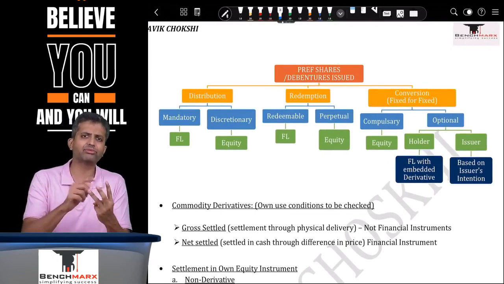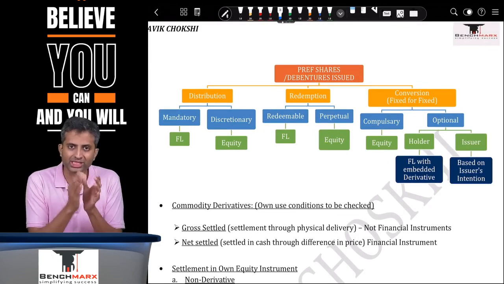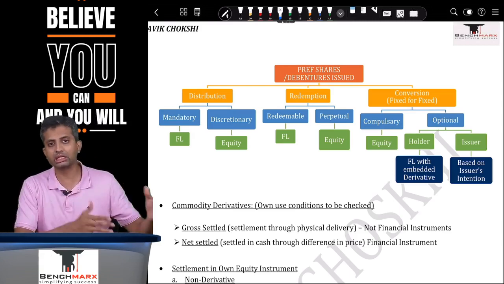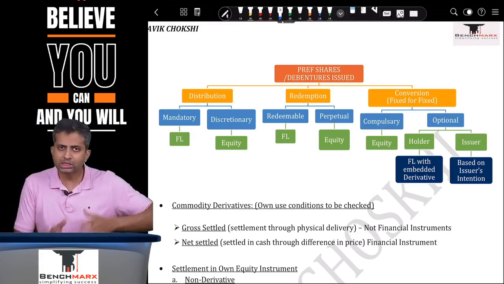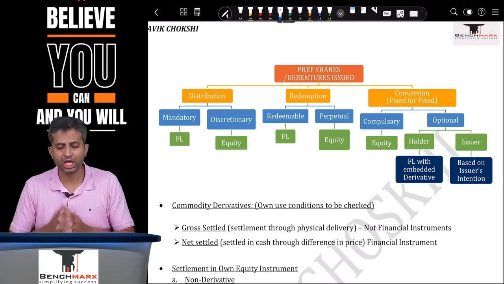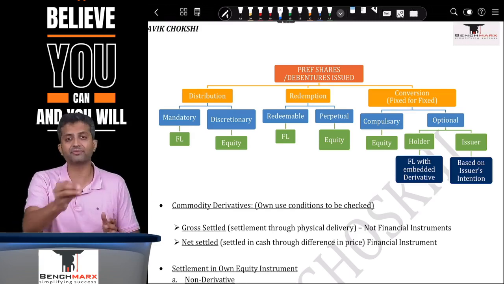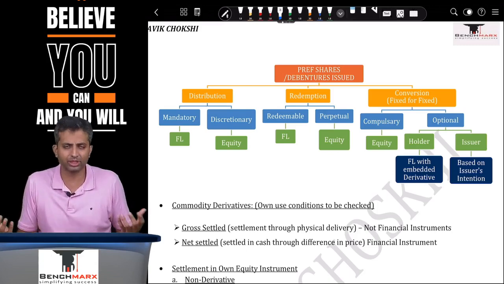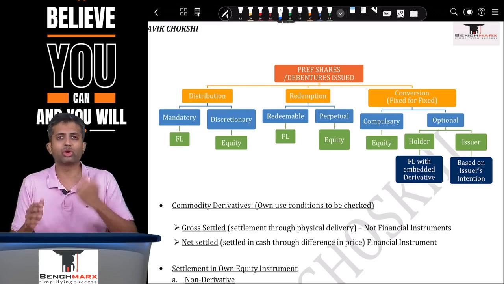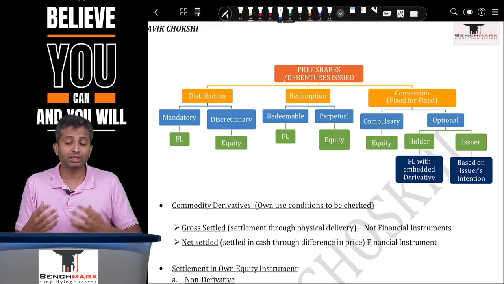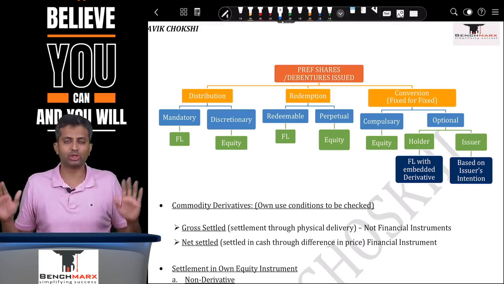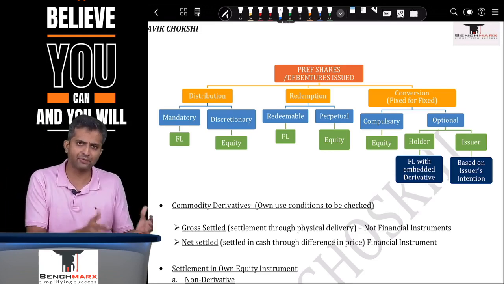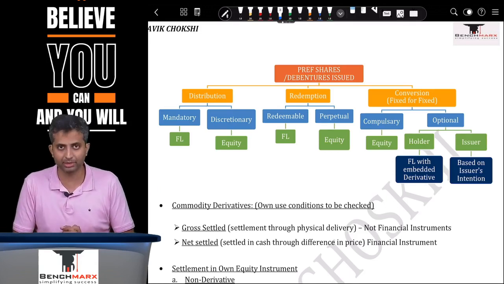There are three essential features that you have to look at in order to determine whether the preference shares or debentures that an entity has issued are in the nature of financial liability or equity. So if I look at the distribution feature, if the distribution is mandatory, that is a financial liability feature. However, if the distribution is discretionary, that is an equity feature. After distribution, I also have to look at redemption. If the instrument is irredeemable, that is perpetual, that is a feature of equity. But if the instrument is redeemable after a specified number of years, that is a feature of a liability.